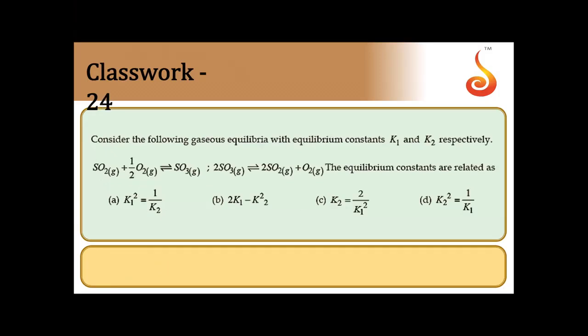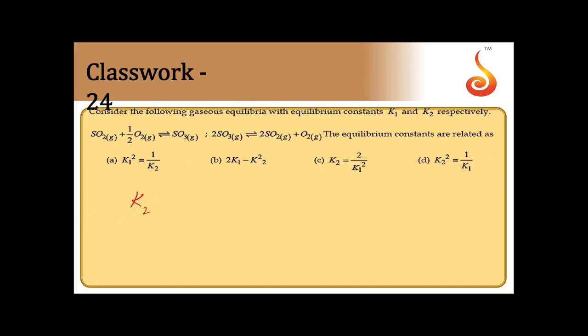Then 24th one. Consider the following gaseous equilibria with equilibrium constants K1 and K2. SO2 plus half O2 giving rise to SO3. 2SO3 giving rise to 2SO2 and O2. Now if you observe the equilibrium reactions, the second one is the reverse of the first one and then multiplied throughout by 2. So reversing and multiplying throughout by 2 means the new equilibrium constant will be the inverse of the first as well as the square. So the value of K2 should be equal to the inverse of the first one as well as the square of that.